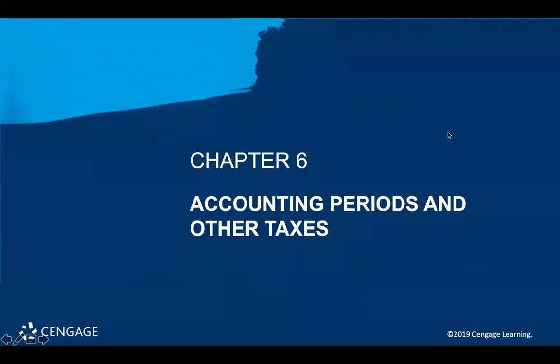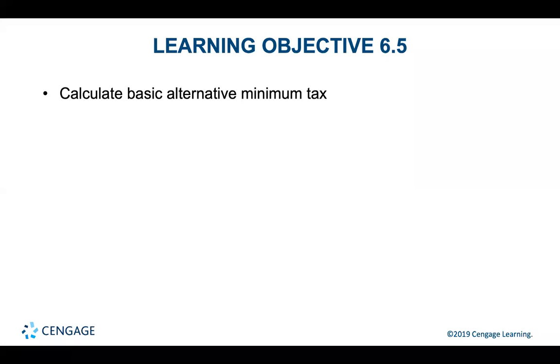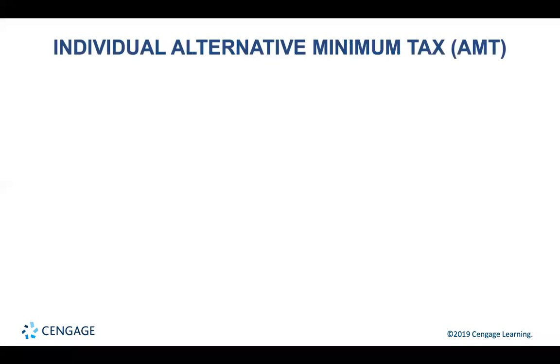Chapter 6, Accounting Periods and Other Taxes. In this video, we'll be discussing LO65, Calculate Basic Alternative Minimum Tax, the AMT.